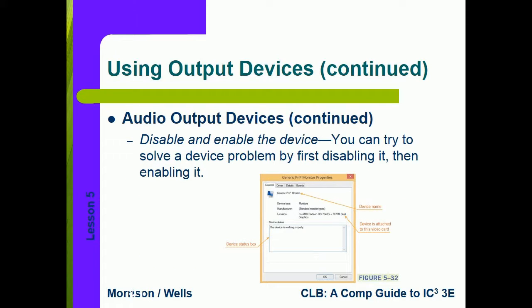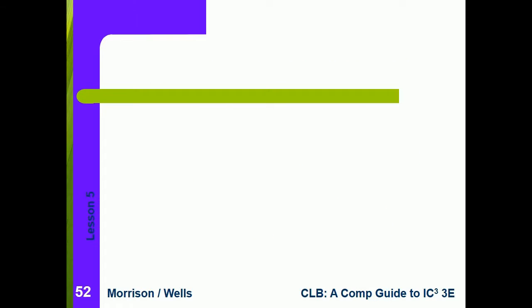Using output devices, continued. 51. Audio output devices, continued. Disable and enable the device. You can try to solve a device problem by first disabling it, then enabling it. 52.